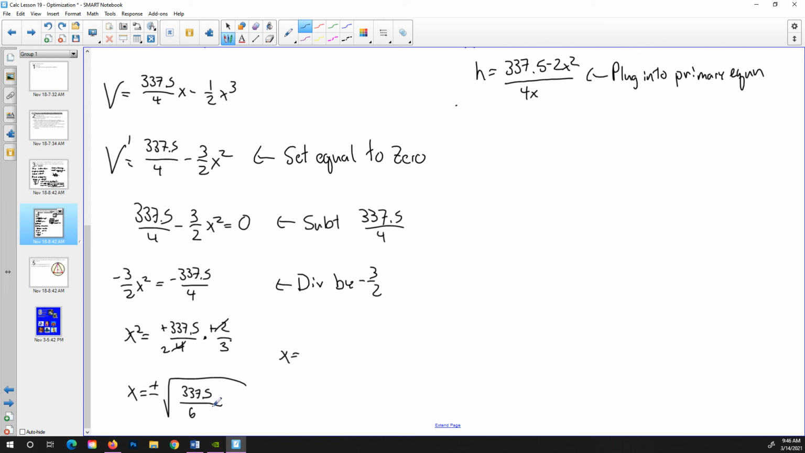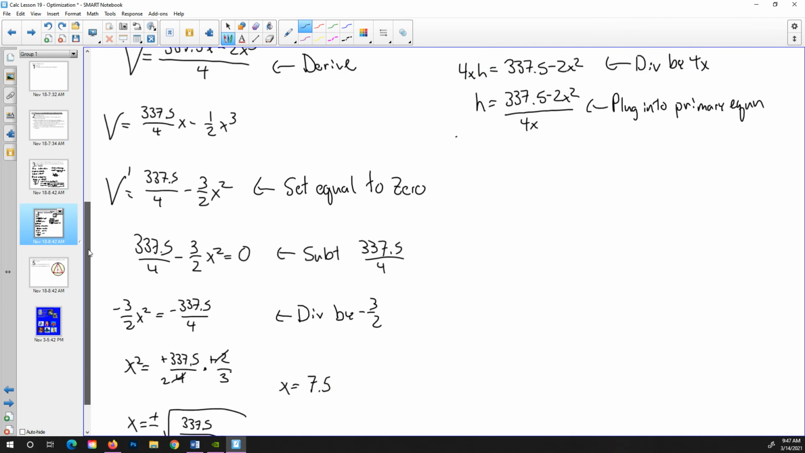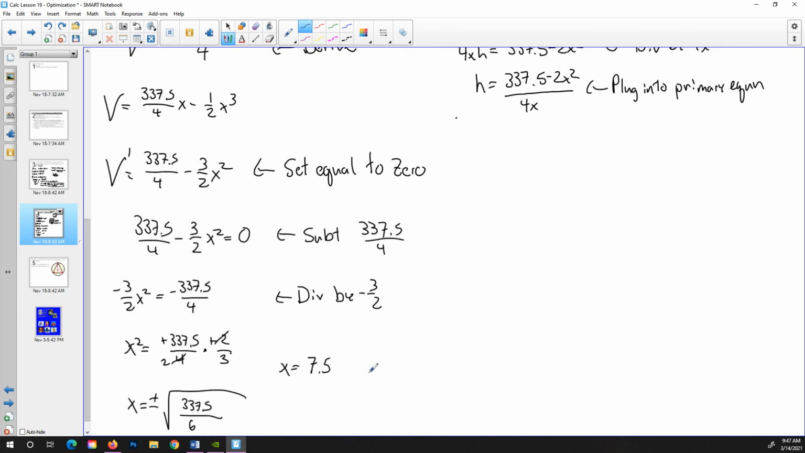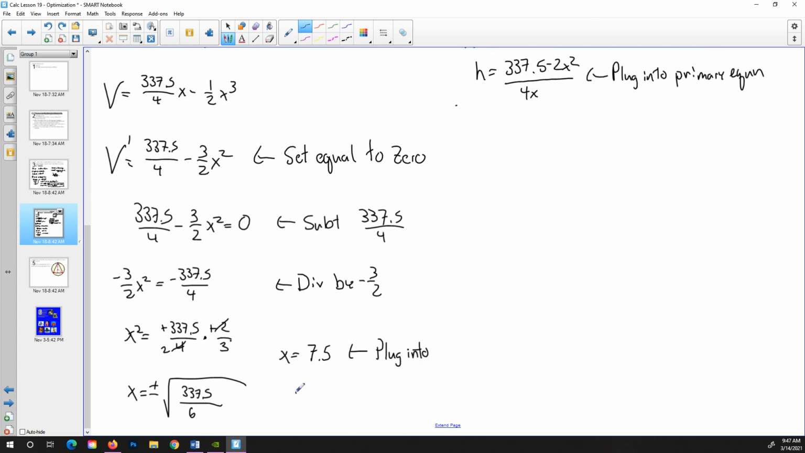you plug that into the calculator, and you can do this on your own, turns out it's just 7.5, and it comes out even. This crazy square root actually comes out to be a fairly solid decimal. And so right off the bat, we know what the base dimensions are. It's 7.5 and it's 7.5. And so I need to plug this into the h equation.